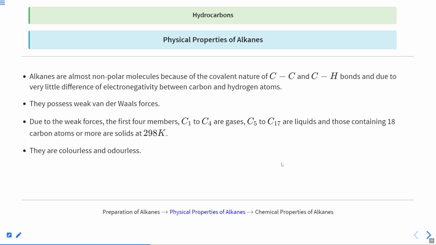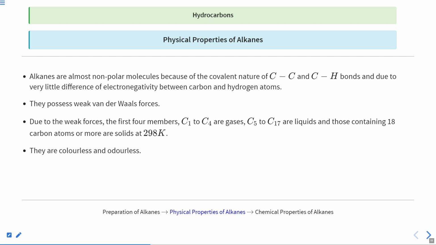Okay. Now, alkanes, we're talking about the physical properties. Most alkanes are non-polar in nature because of the covalent character of the carbon-carbon and carbon-hydrogen bonds, and very little electronegativity difference between carbon and hydrogen. Since there are no polar bonds present in a hydrocarbon, that results in a very non-polar nature of the molecule. This non-polar nature is responsible for the physical as well as chemical properties of the alkane. Whether you talk about physical or chemical properties, they are very much less reactive.